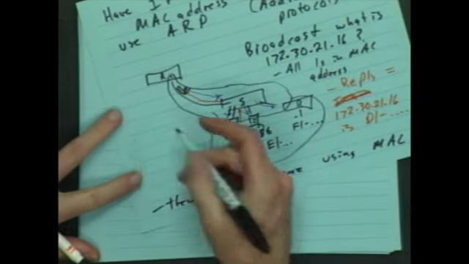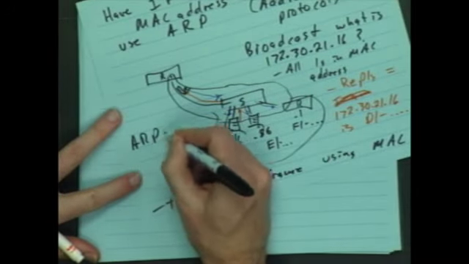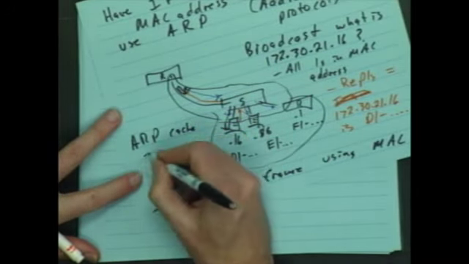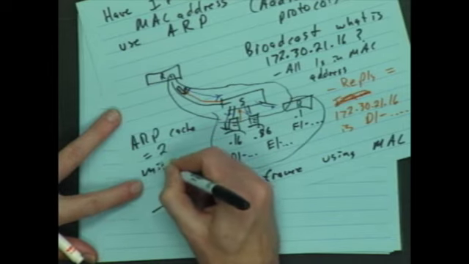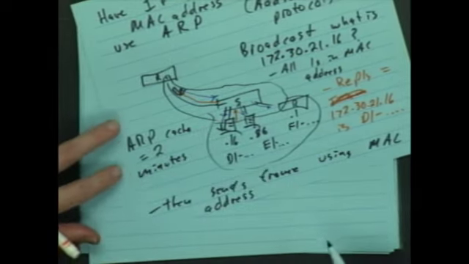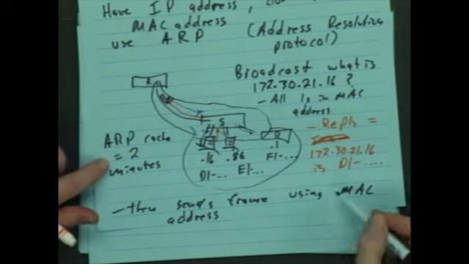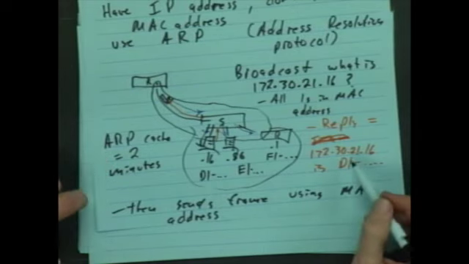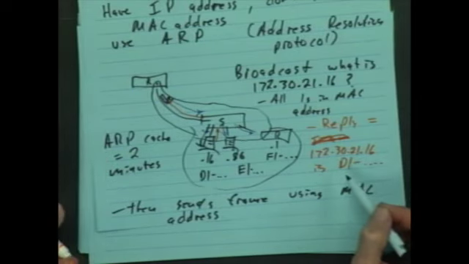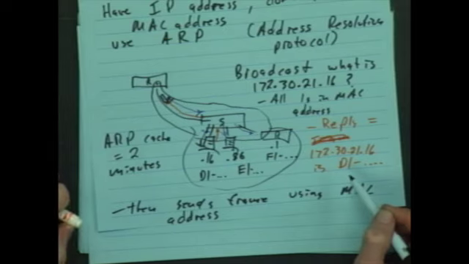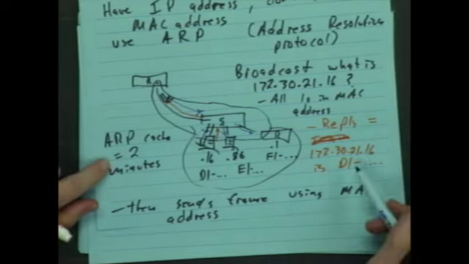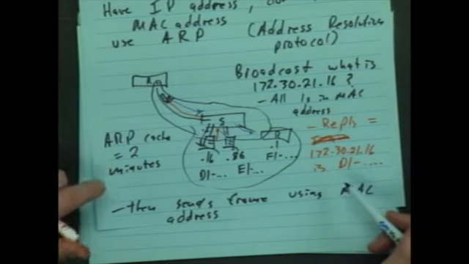And what do we need to know? The ARP cache is 2 minutes long. If someone sends them a reply, they'll remember that MAC address for 2 minutes, and that's all. After 2 minutes, they'll have to reconfirm it. So there's a timestamp on these.